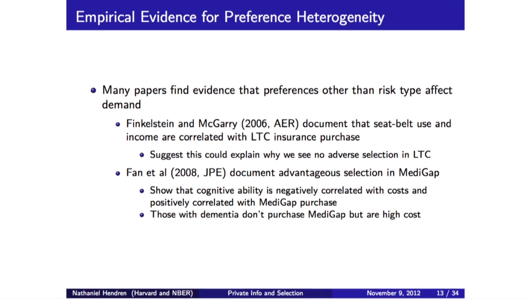So for car insurance, seatbelt use is a factor that would potentially be related to your expected claims. But for long-term care insurance, which insures you against going to a nursing home, it seems more reasonable that seatbelt use is more of a preference parameter, a risk-loving person versus a not so risk-loving person.